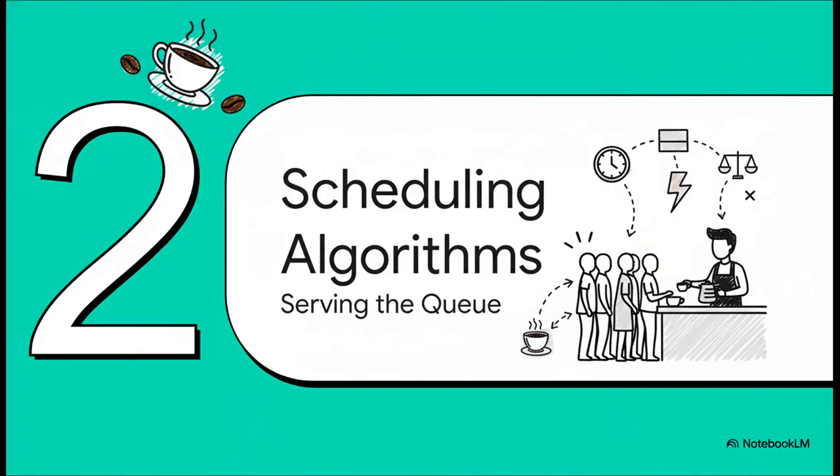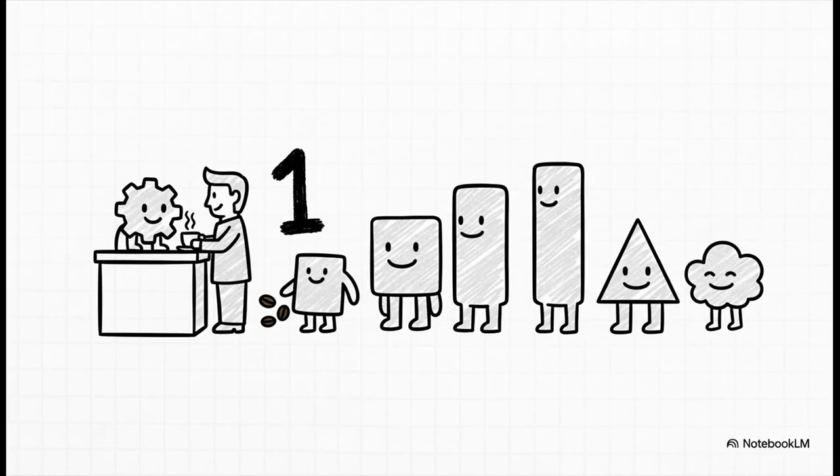All right, we know the rules of the game. Now let's meet the players. We're going to check out a few of the core scheduling algorithms, each one with a totally different game plan for our barista. First up, we have the most intuitive one, first come, first served. It is exactly what it sounds like. Whoever gets in line first gets served first. Simple, seems fair on the surface, and it's super easy to set up. But you gotta ask, is it really the best way to do things?